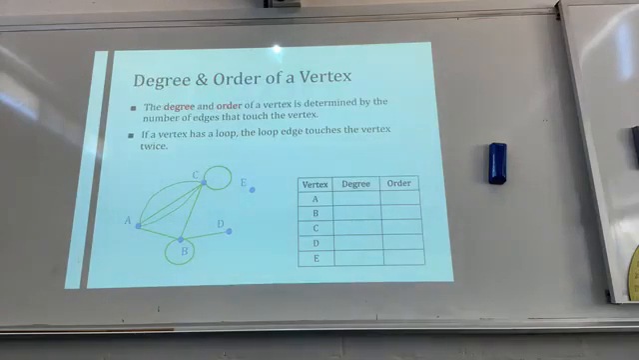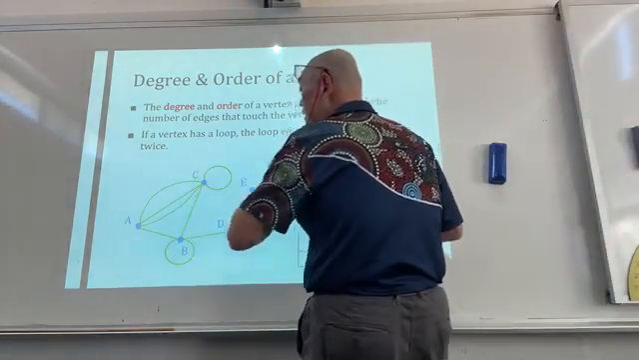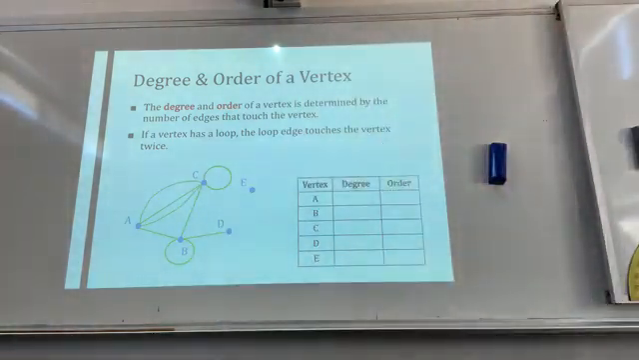Now, this is what you need to know because you will definitely need to be able to work out the degree and order of a vertex. So the degree of a vertex is determined by the number of edges that touch the vertex. So if a vertex has a loop, the loop edge touches the vertex twice. So the degree is the number of edges that connect to the vertex.